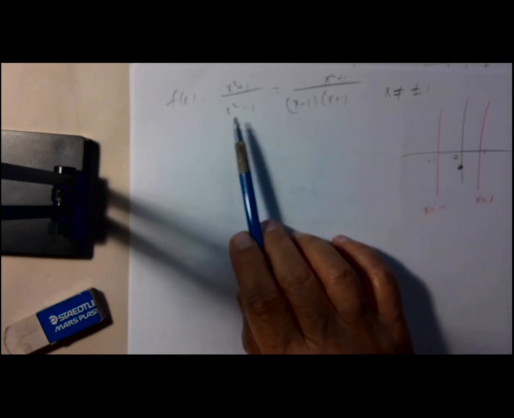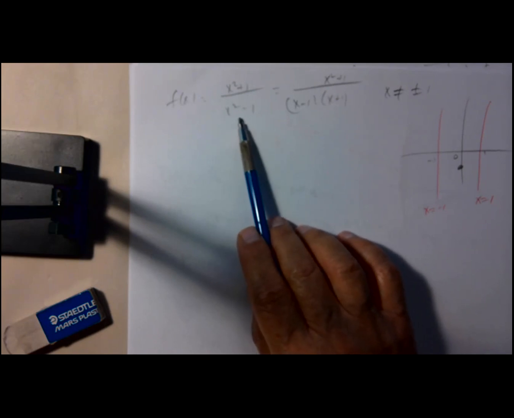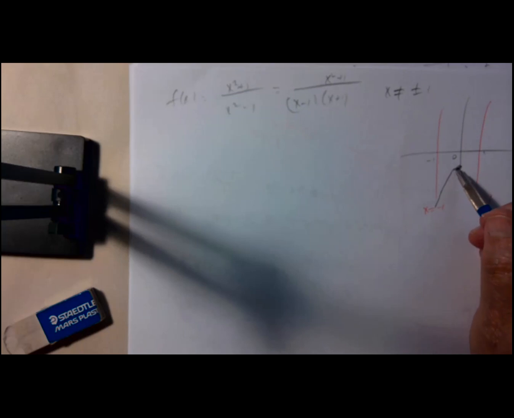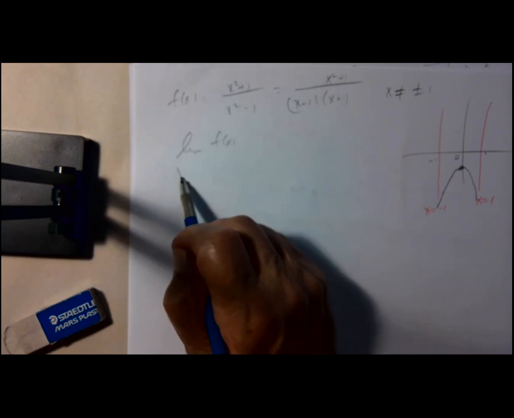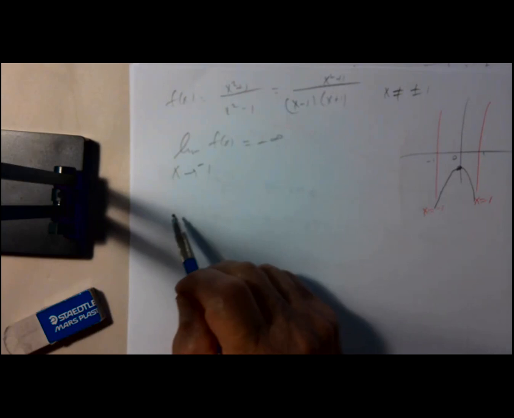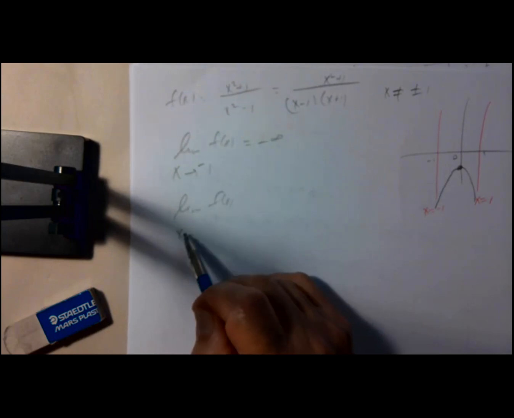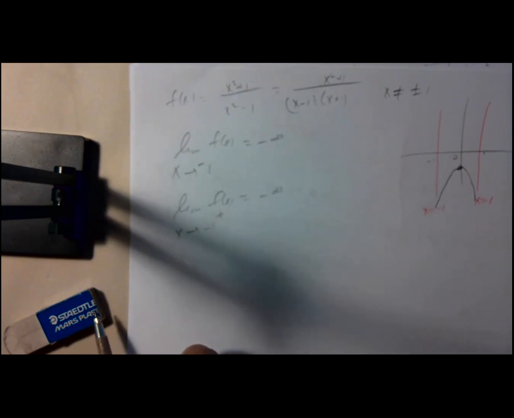And if you graph it, when x is 0, you get minus 1. For x between 0 and 1, this is negative. It's always below the x-axis. And as x approaches plus or minus 1 from the inside, this is negative, and the denominator is going to 0, so the function is going to look like that. The limit of f of x as x approaches 1 from the left is minus infinity. The limit of f of x as x approaches minus 1 from the right is minus infinity.